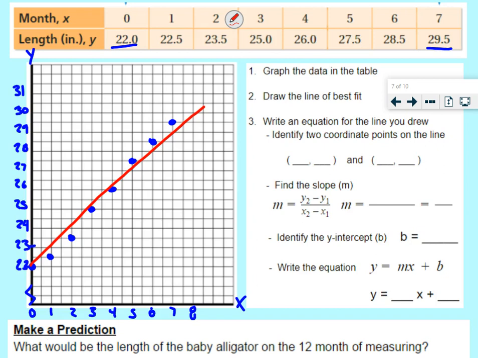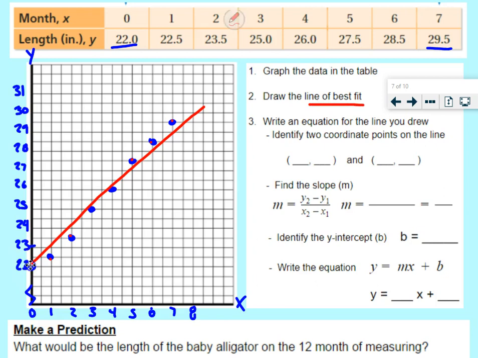So not quite through all the points, but you see these 2 points are below the line, these 3 points are above the line, and it does go through 3 of the points. So that would be our line of best fit. That's the line of best fit that we just drew.